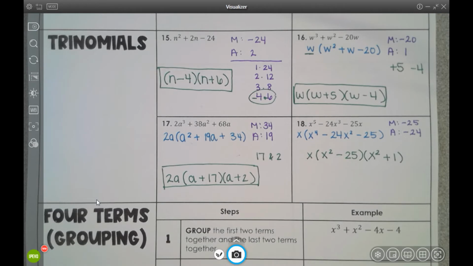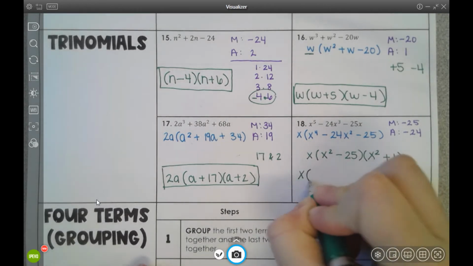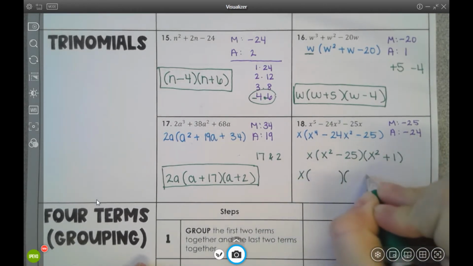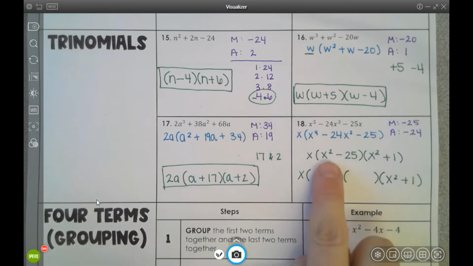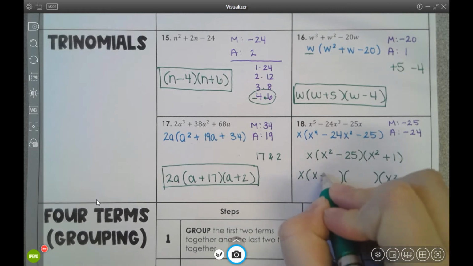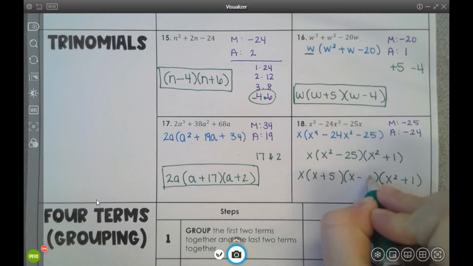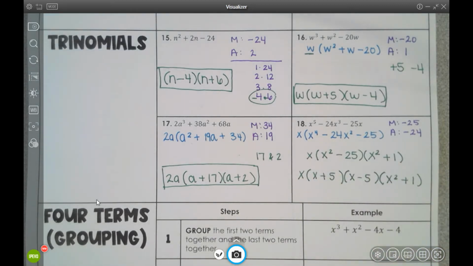So the middle one, do you remember the rule for difference of squares from yesterday? You take the square root of both, and then you do a plus and a minus. So it would be x plus 5, x minus 5. And that's it.